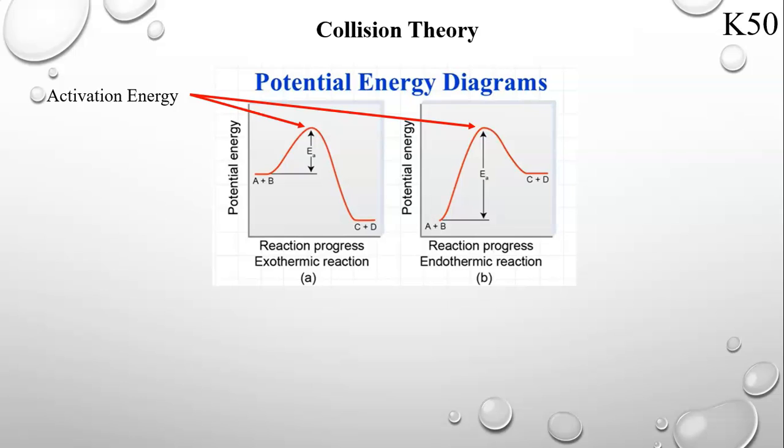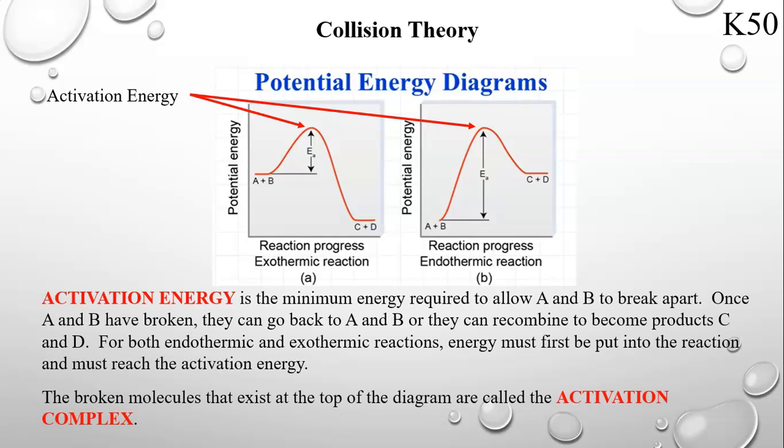So you can see in both cases, it's the difference between where A and B start and how much energy you have to put in to get them to break apart so that they get over that mountain and could go on downhill to become products. So activation energy is the minimum energy required to allow A and B to break apart.